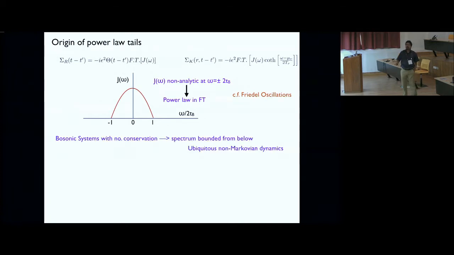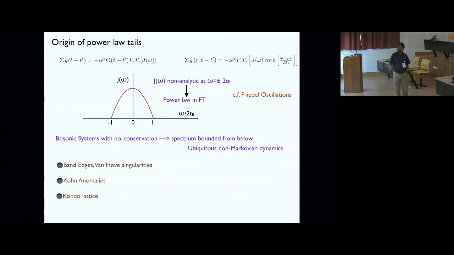Now you might say, oh, let me take a smoother function. But you see, if you have a bosonic system where you try to put a chemical potential, which means that it has a number conservation by itself, its spectrum needs to be bounded from below. And you cannot have a bosonic system whose spectrum goes all the way to minus infinity. Which means, at least at one end, you will definitely have some non-analyticity. And so in these kinds of reservoirs, where in a bosonic system you are trying to put in a chemical potential, you will have ubiquitous non-Markovian dynamics.